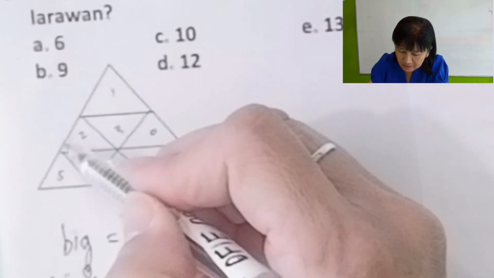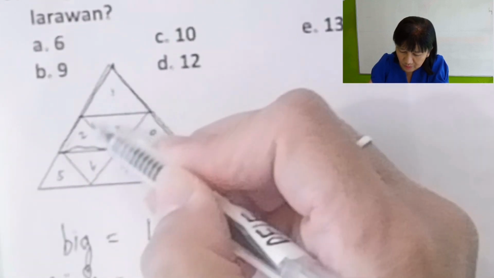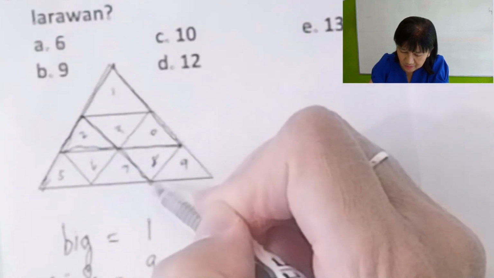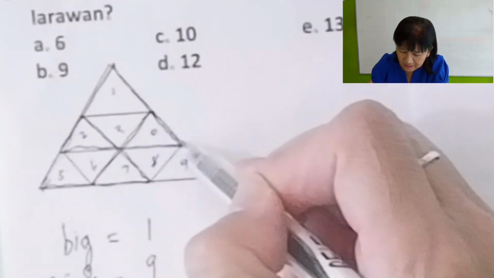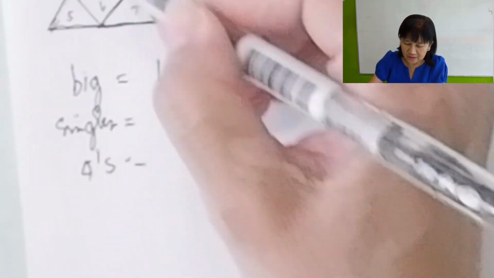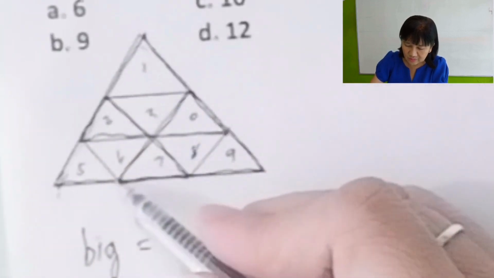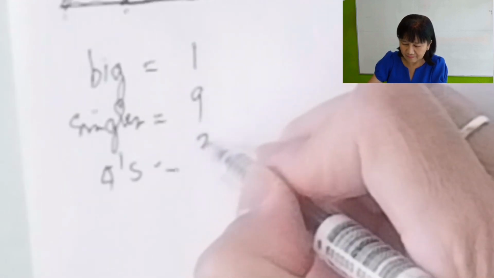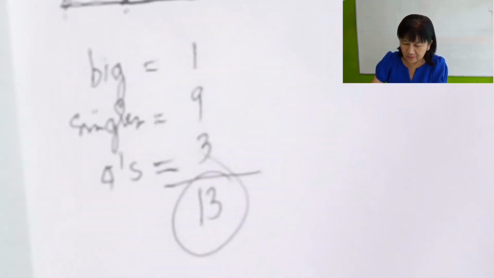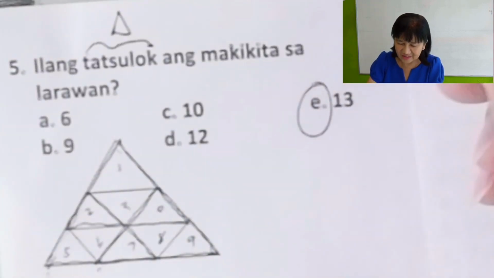We can have a triangle consisting of this. Consisting of 1, 2, 3, 4. So you have 1, and then 2 here, and then 3. Did you get that? The fours: 1, 2, 3, 4. 1, 2, and 3. Okay, let's add all of them. 9, 10, 13. We have a total of 13 triangles. So the correct answer is letter E.